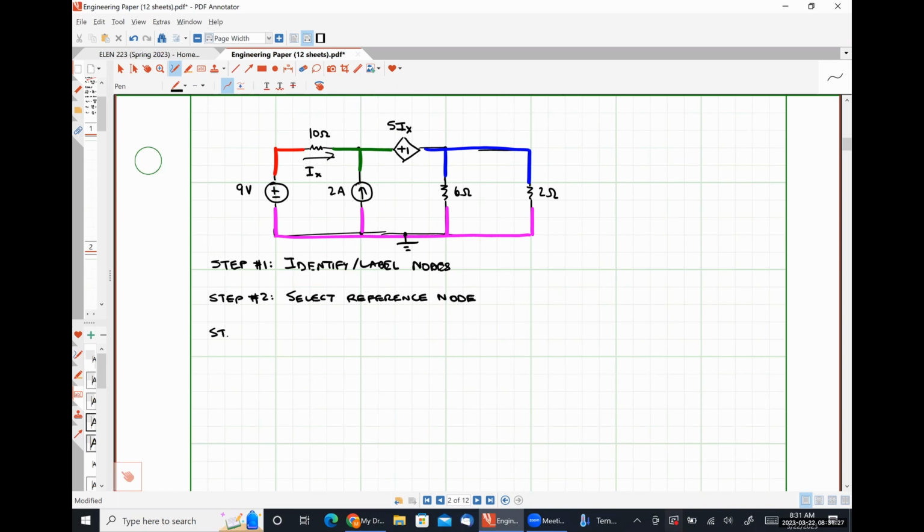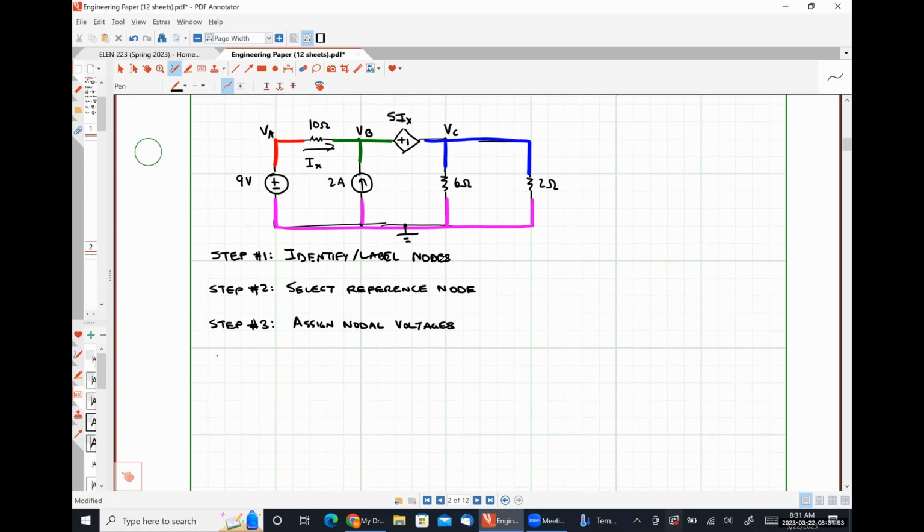Step 3, we will assign our nodal voltages. So let's call this VA, VB, and VC, like so. Step number 4 is to express our controlling variables in terms of our nodal voltages.